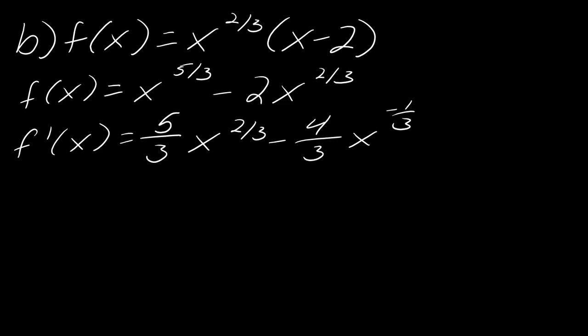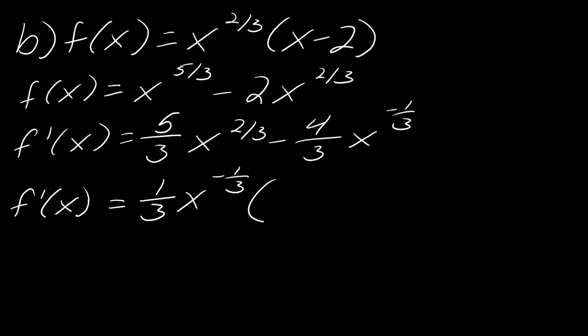Now, if you look at different YouTube channels, everybody has a different way of dealing with this form. Personally, I like to get rid of the fractions, and I like to refactor this. So I don't want any negative exponents, and I want to get rid of the fractions. So what I'm going to do is factor out 1/3 x to the negative 1/3. And so then if I factor 1/3 out of this part here, this will give me just 5x.